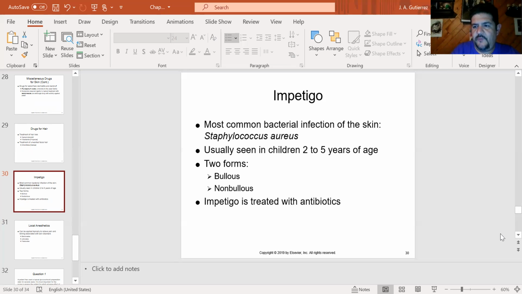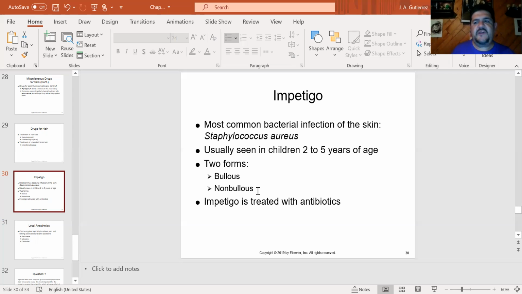With impetigo we're going to see redness and inflammation of the skin, with bullous formation or non-bullous. A bulla is like a cyst with water in it, and it's very painful if you try to pop it. It's very painful when you pop it. So we use antibiotics, penicillin being the most common.